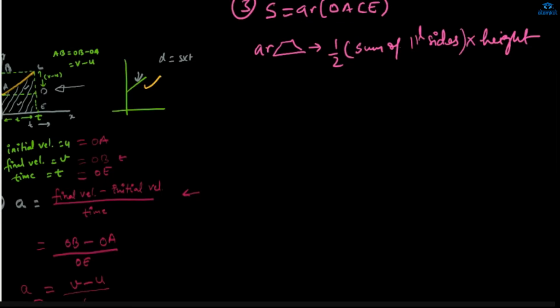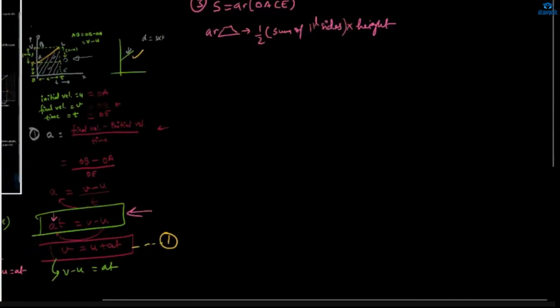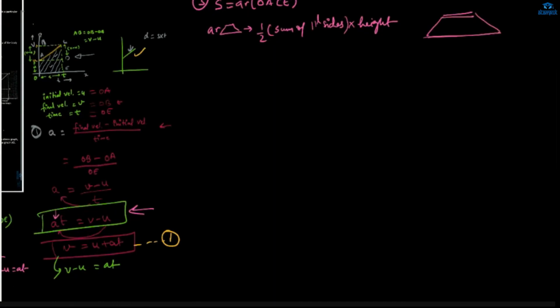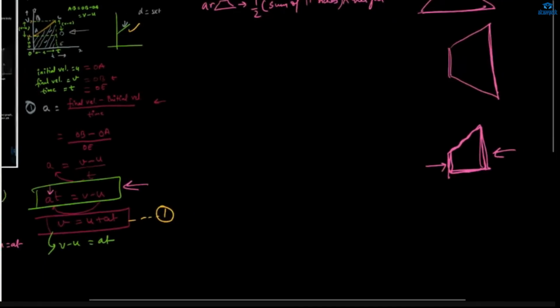Because in a trapezium there are two parallel sides, right? Either you draw your trapezium like this, there are two parallel sides, this and this. Or you draw it like this. This is also a trapezium because it has two parallel sides, this and this. Half of the sum of parallel sides into height.